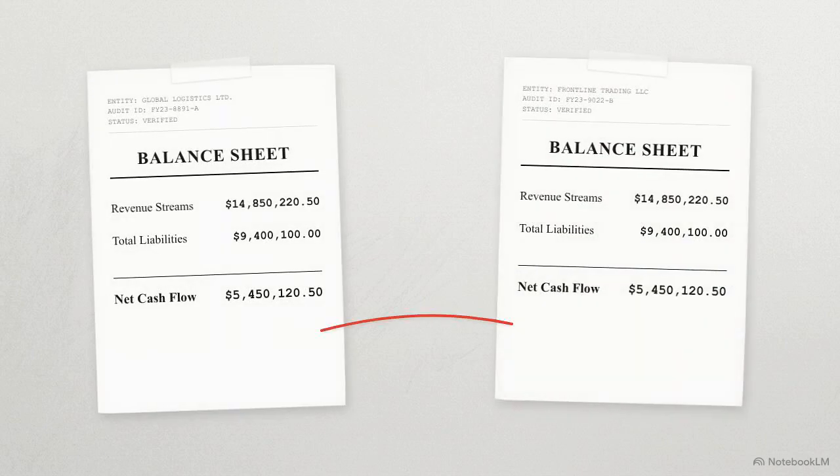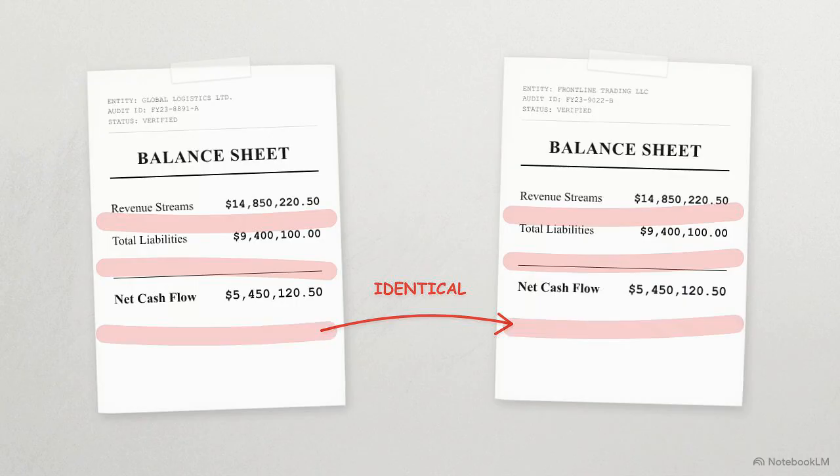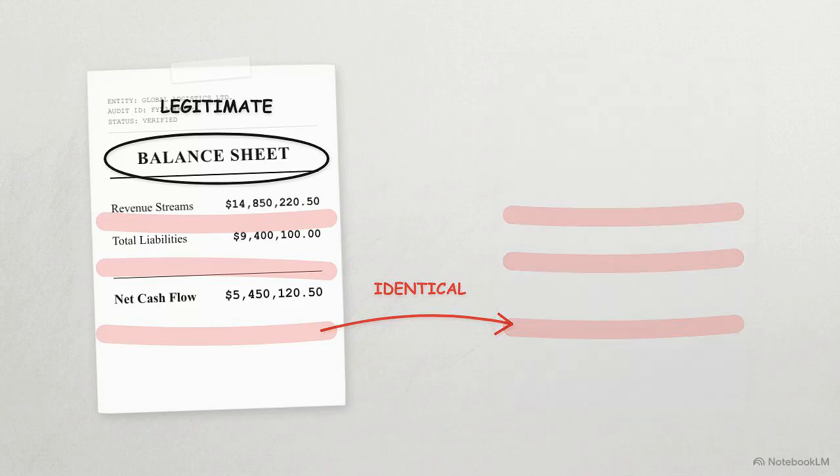Look at these two balance sheets. On paper, they are identical to the penny. Both show standard revenue streams, predictable liabilities, and healthy cash flow. But one belongs to a legitimate enterprise. The other belongs to a highly efficient criminal laundering vehicle.